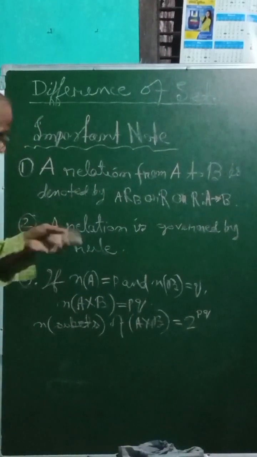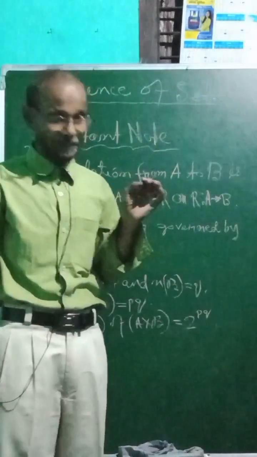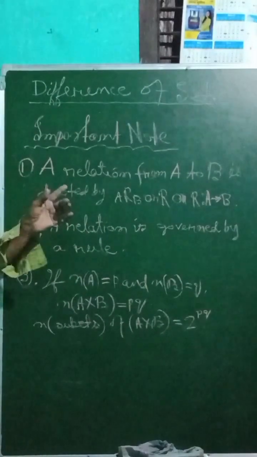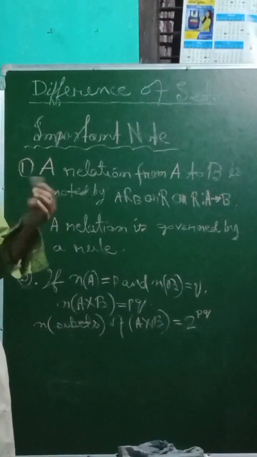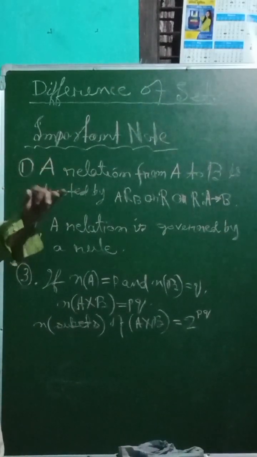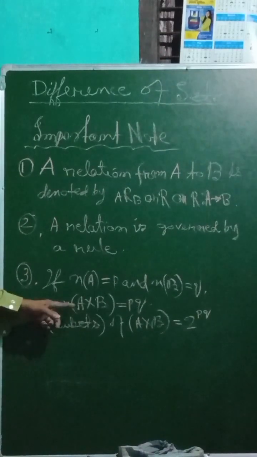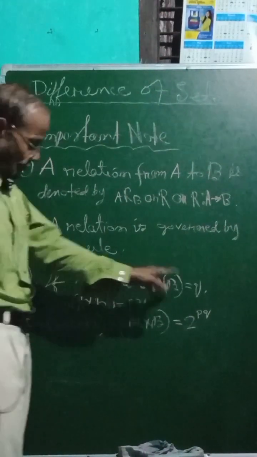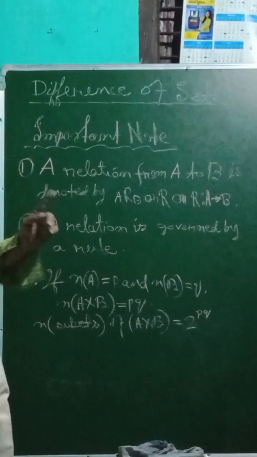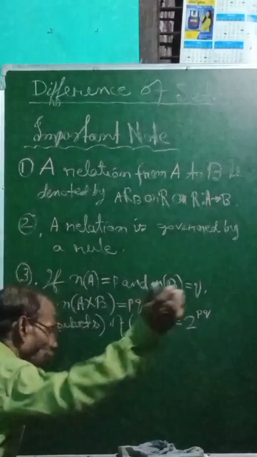Now by definition you see that a relation from set A to B is a subset of A cross product B. And since the number of total subsets is equal to 2 to the power PQ, it implies that the number of possible relations is also equal to 2 to the power PQ.